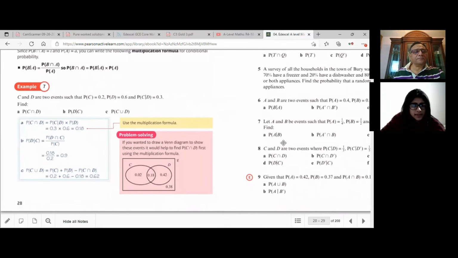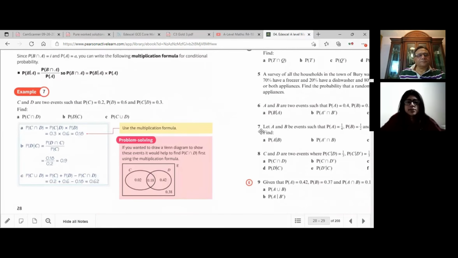So I think example 7 is just reiterating what you said. We can try. Why don't you solve it? Yeah, read and solve. Okay. So C and D are two events such that the probability of C is 0.2, the probability of D is 0.6, and the probability of C given D is 0.3. So find the probability of C and D.